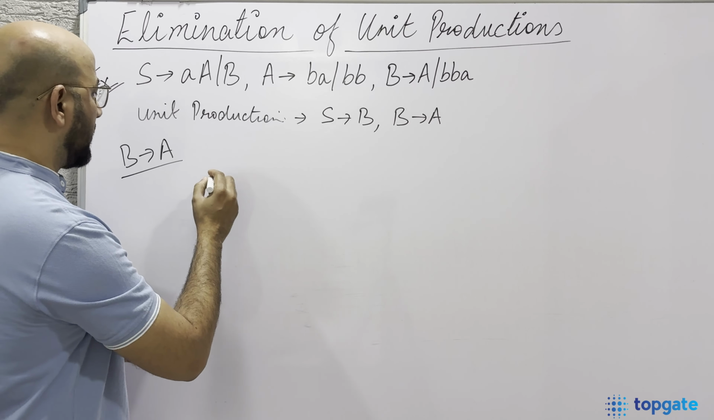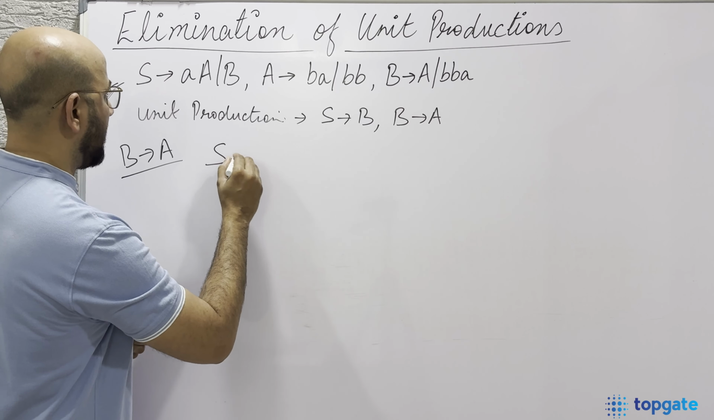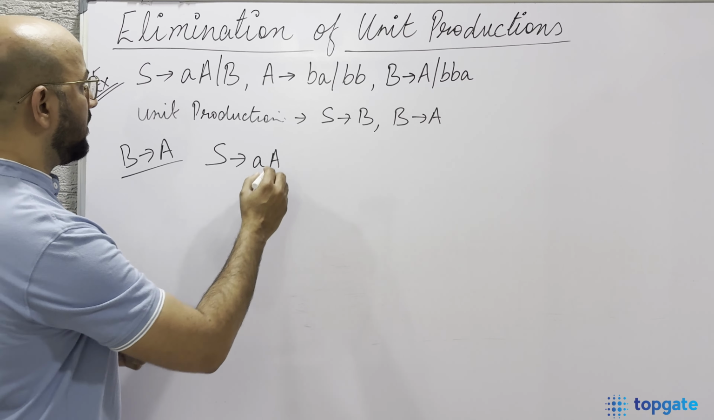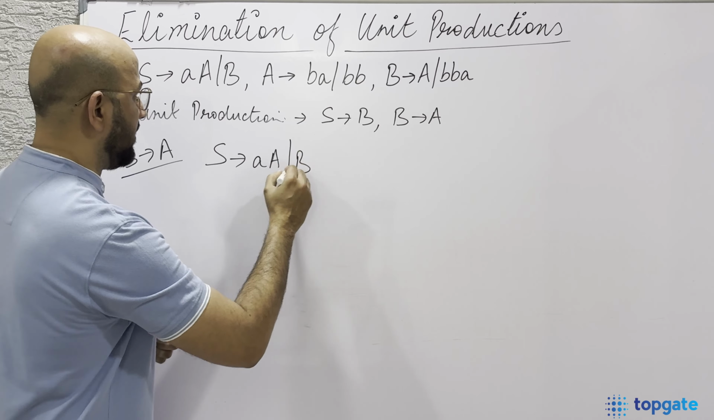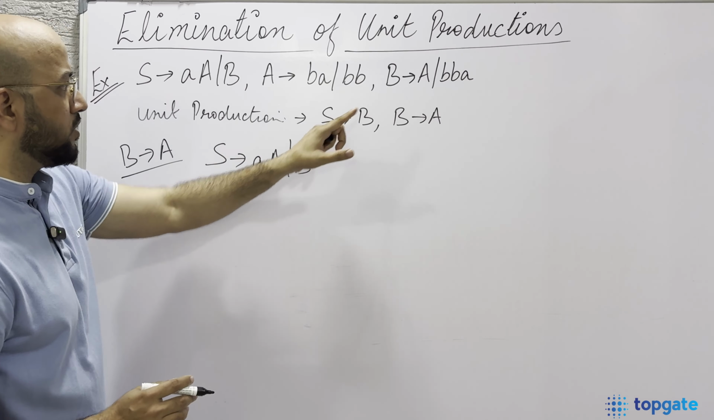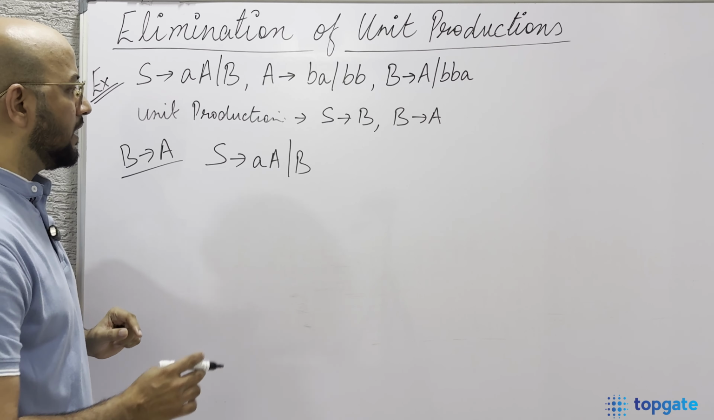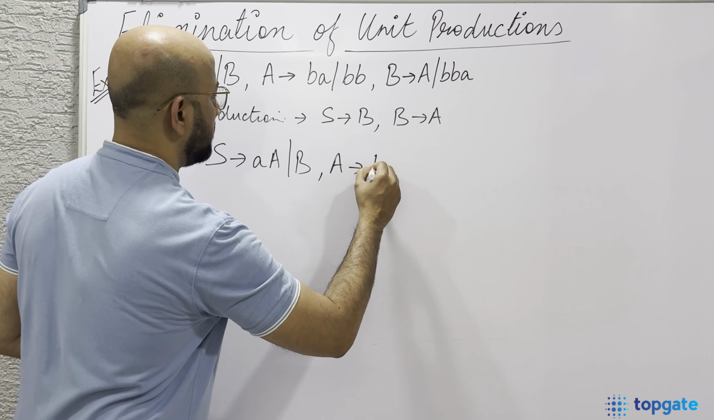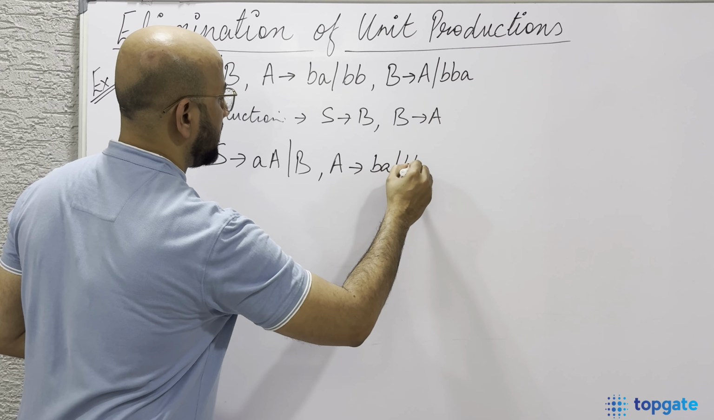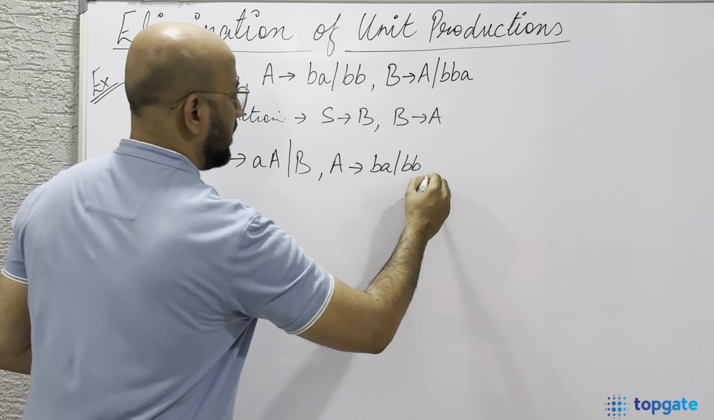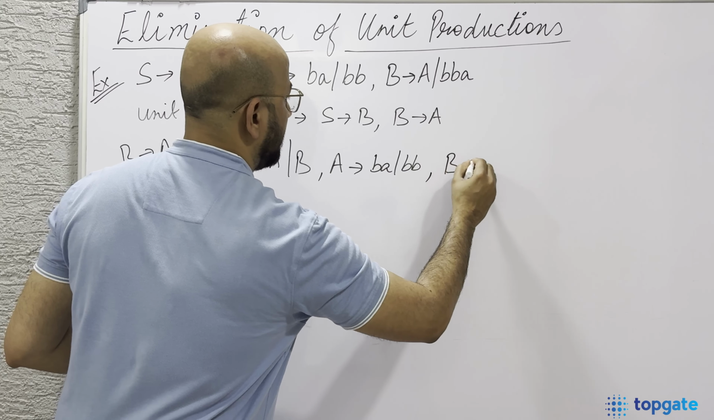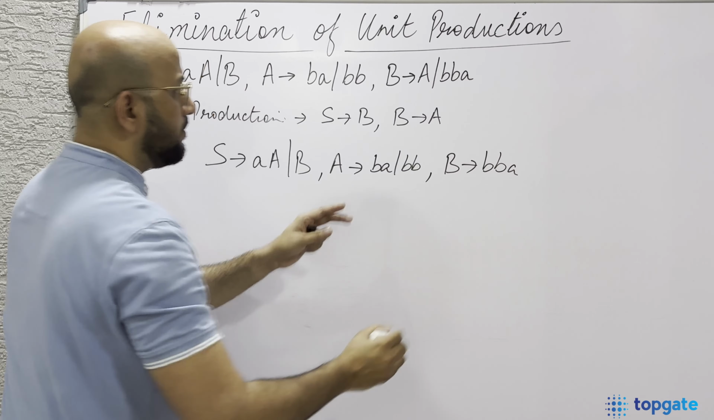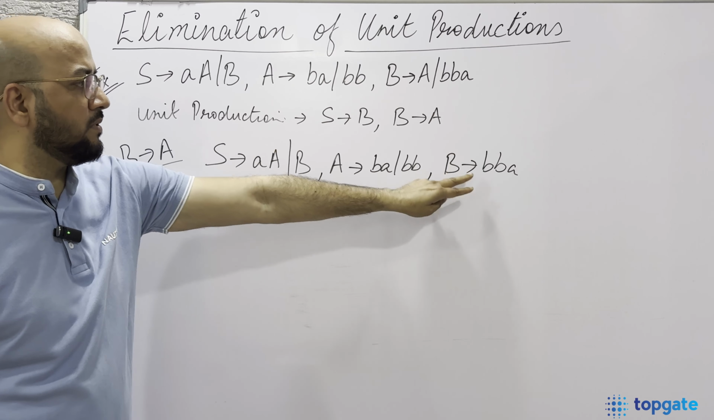Let's see. So again, I'll rewrite the rules. So we have S tends to A, and slash B. I'll just write it down as it is because I'm only concerned with B tends to A right now. Okay. So again, we have A tends to BA slash BB. Correct. And then we have B tends to, first of all, I'll just write BBA. Why? Because BBA is already there.